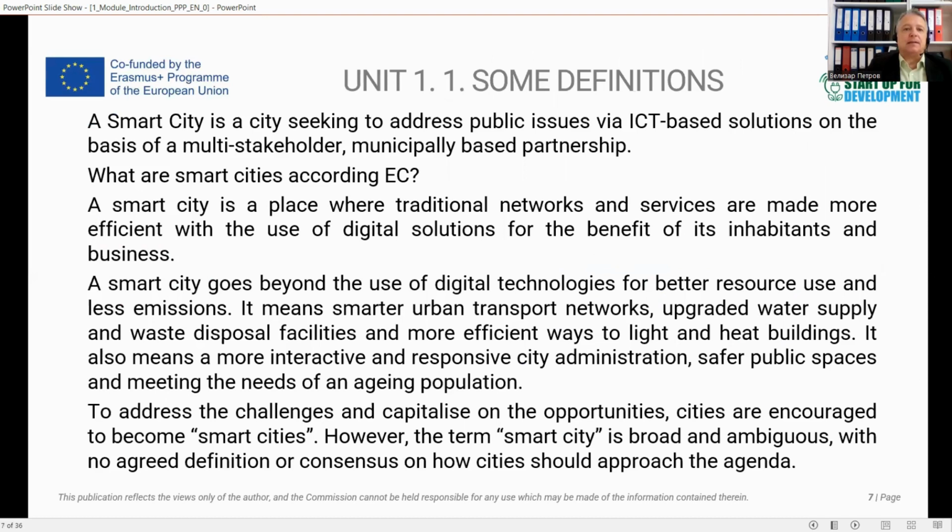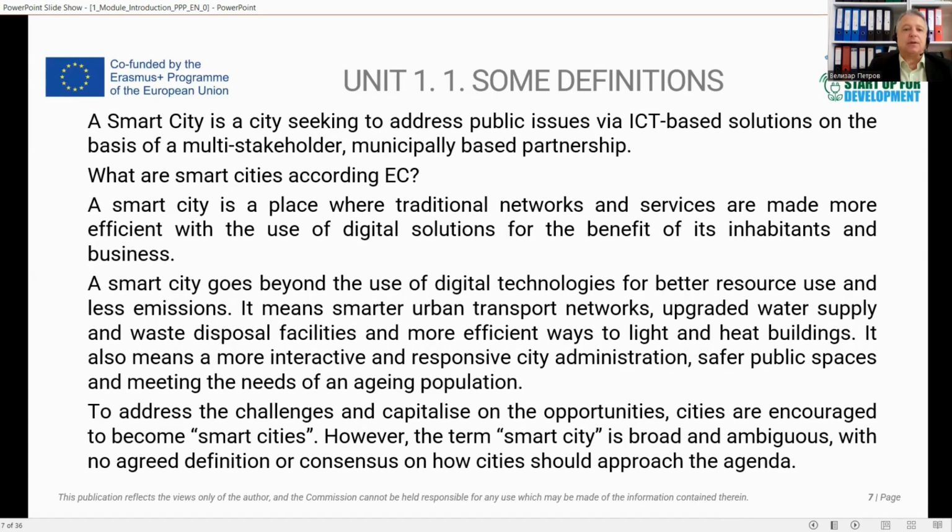A smart city is a city seeking to address public issues via ICT-based solutions on the basis of a multi-stakeholder municipally-based partnership. What are smart cities according to the European Union? A smart city is a place where traditional networks and services are made more efficient with the use of digital solutions for the benefit of its inhabitants and business.